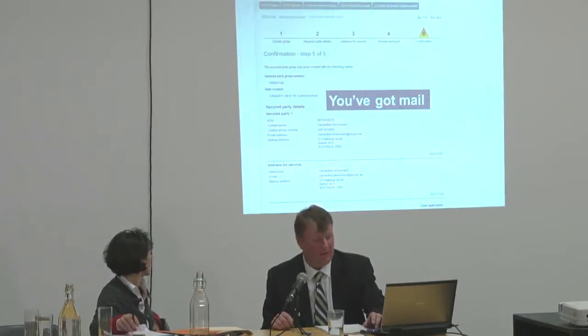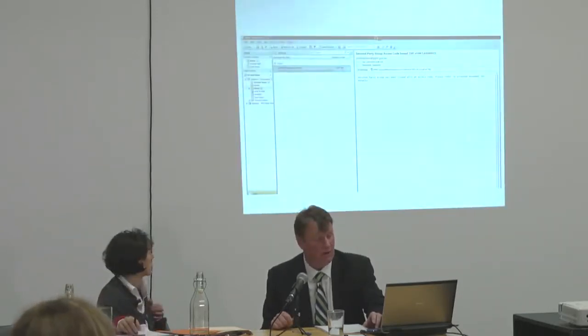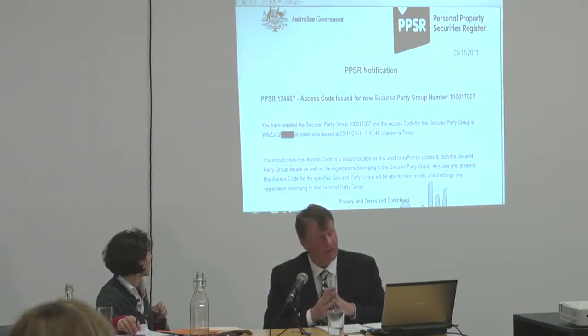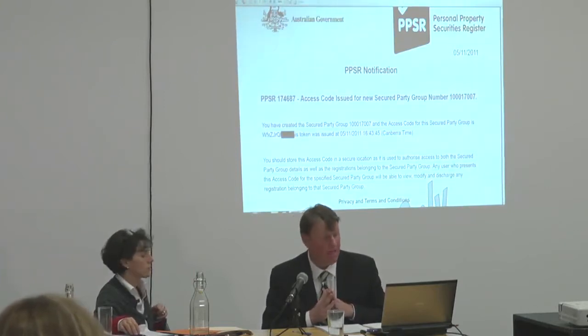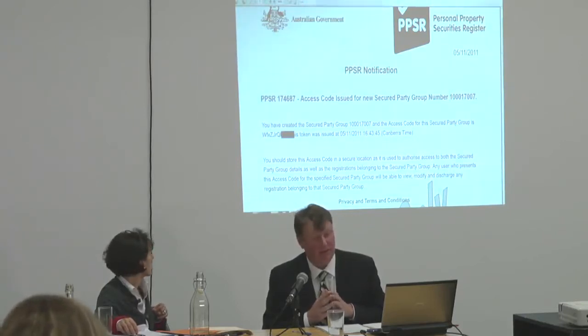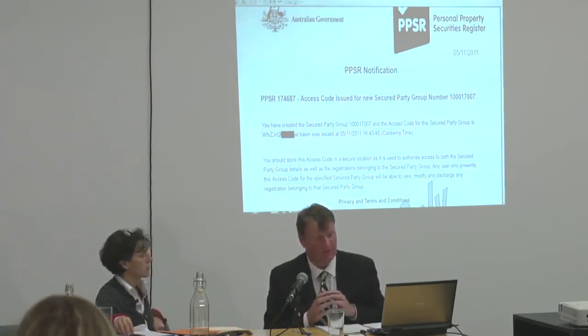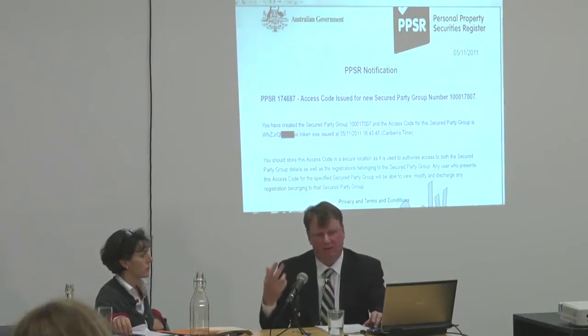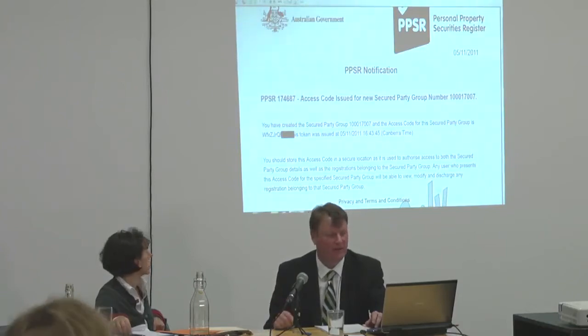The system will then send an email to the address for service, and it'll attach a document which says you've created this new secured party group and here's the number of it, and it'll give you a series of characters, which is basically a password, which will enable you to view security interest registrations against that secured party group in the future. So with these emails that the system sends you, we recommend that you keep those in a safe place, because you might need to refer to them again in the future.